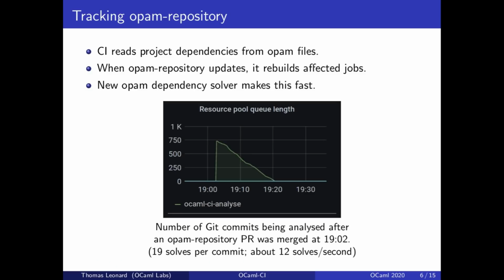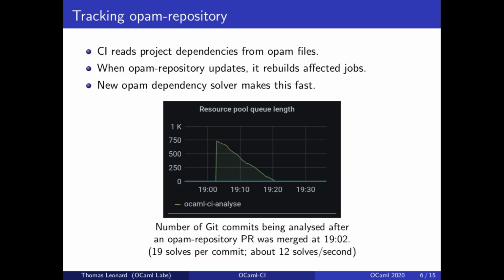One unusual feature of the CI is that because it's reading your OPam files and it knows what your project's dependencies are, it can automatically rebuild the project when they become out of date. The CI monitors the OPam repository, and whenever a new PR is merged into there, it will rerun all of the analysis jobs and look to see if any of them have changed the selections as a result. If they have, it will redo those builds.